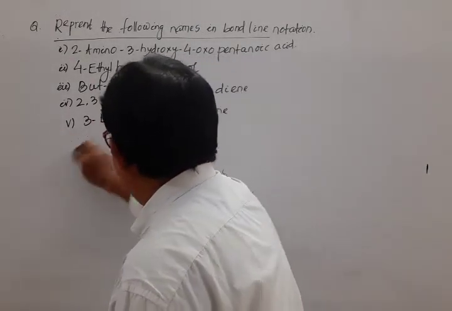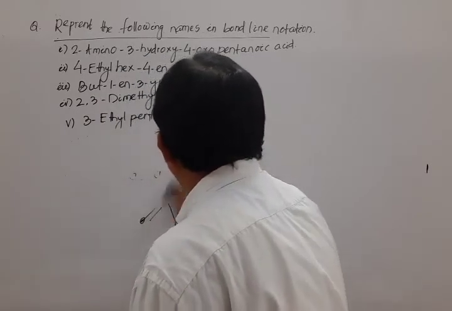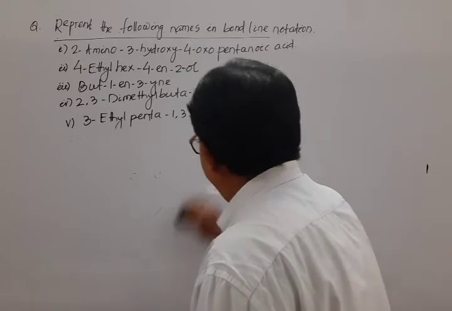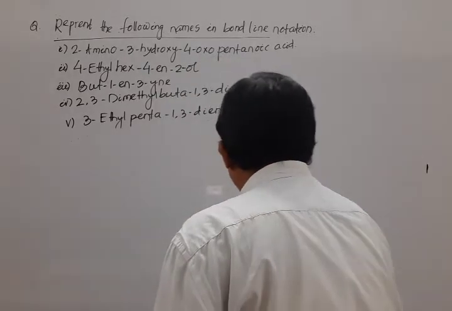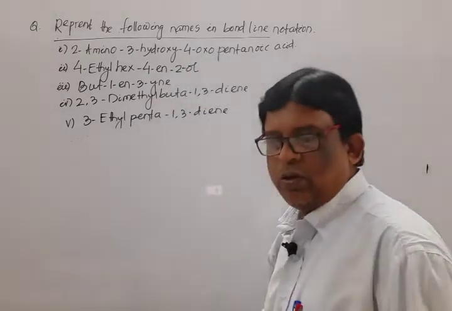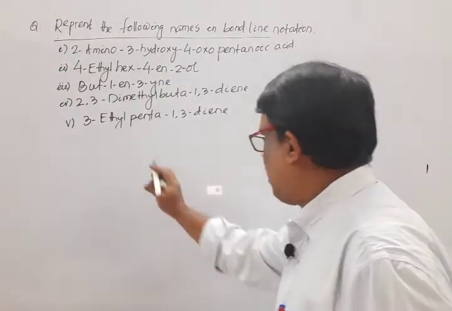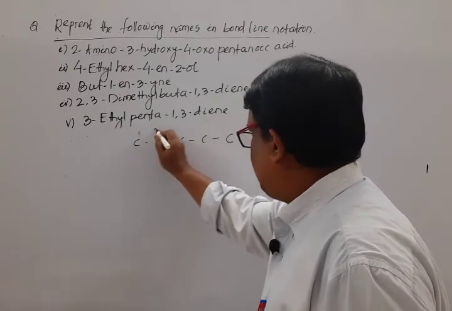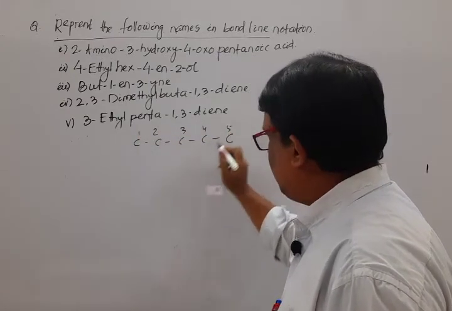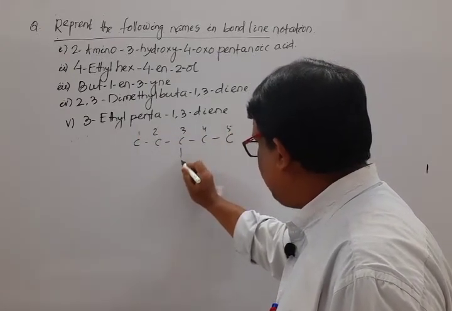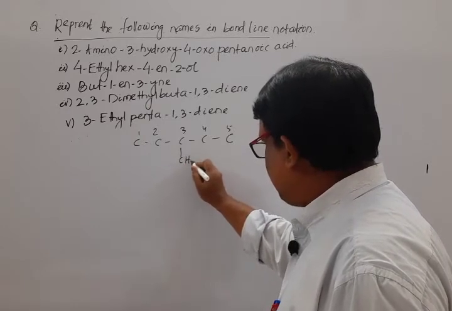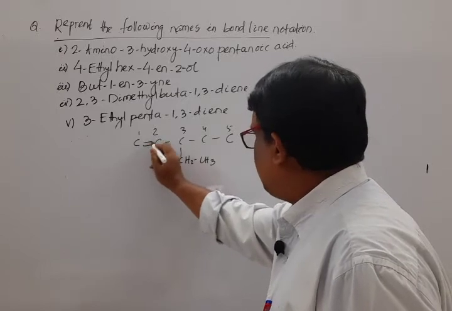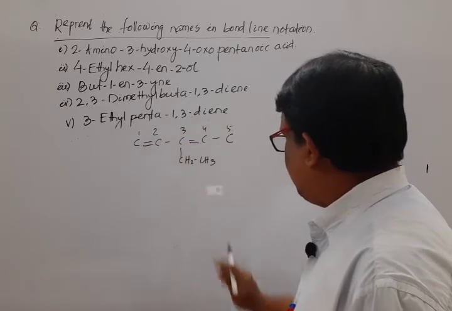Next one is, mark that, 3-ethyl penta-1,3-diene. 3-ethyl penta. What is the root word? The root word is pent: 1, 2, 3, 4, 5. At position 3, ethyl means CH2, CH3. There is a double bond at position 1 and a double bond at position 3.